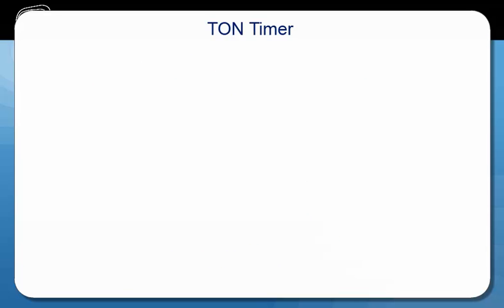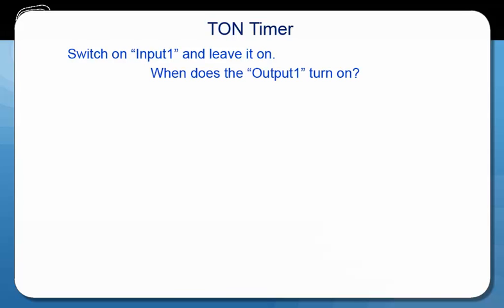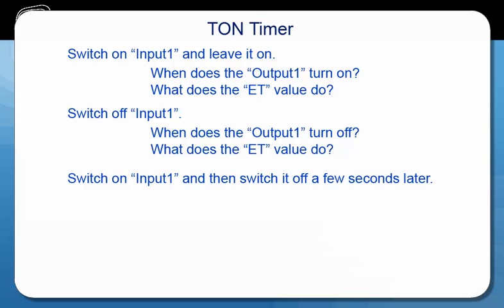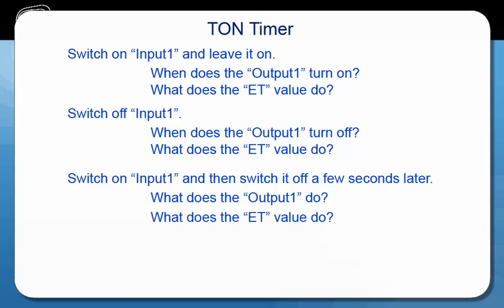Test the timer operation. Switch on input 1 and leave it on. When does output 1 turn on? What does the elapsed time value do? Switch off input 1. When does output 1 turn off? What does the elapsed time value do? Switch on input 1 and then switch it off a few seconds later. What does the output 1 do? What does the elapsed time do? Draw a timing diagram that shows the operation.